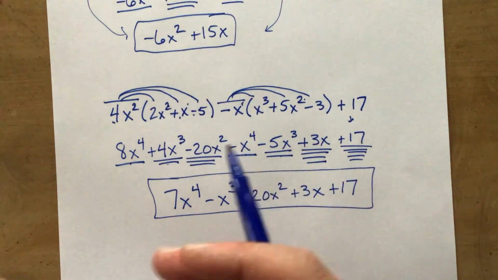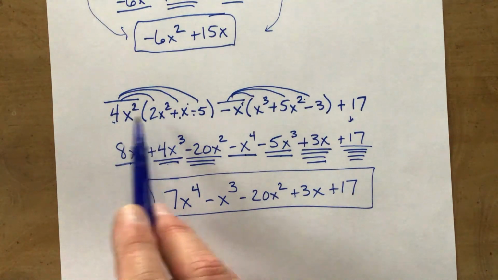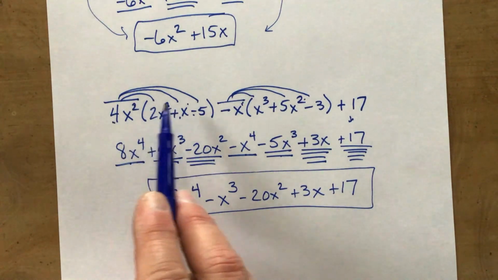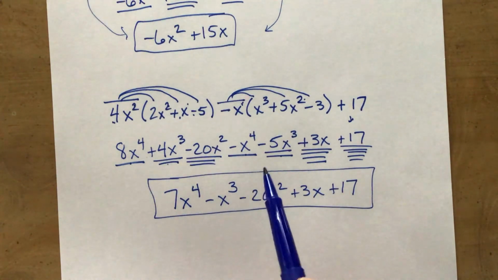Multiplication, we start with the distributive property first. Remember, when we multiply the big numbers, we add the little numbers. When we add or subtract terms, we don't do anything with the exponents.